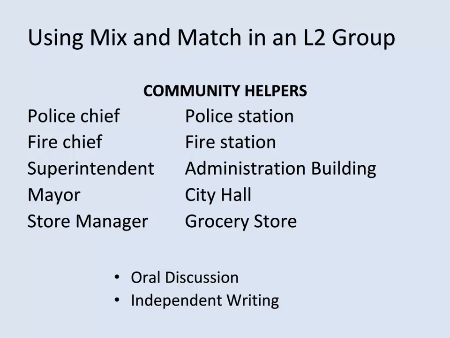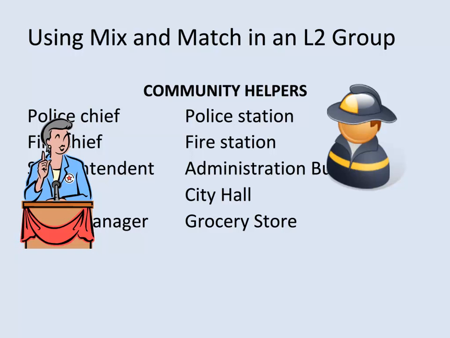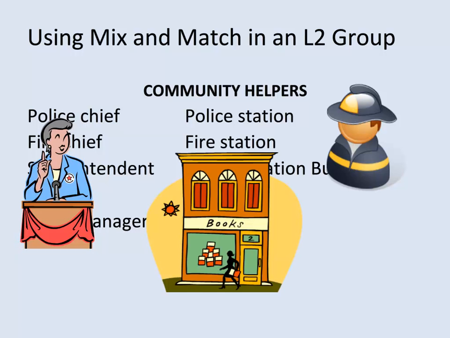Just as in the L1 example, once students have found their initial match, they could line up in a circle and rotate the cards so that new pairs would be found. The fire chief is at the city hall. The mayor is at the grocery store. But this time, they would work on tense structure. As they pass the cards around the circle, they might practice saying, "Today I am the fire chief, yesterday I was the mayor, and tomorrow I will be the store manager."